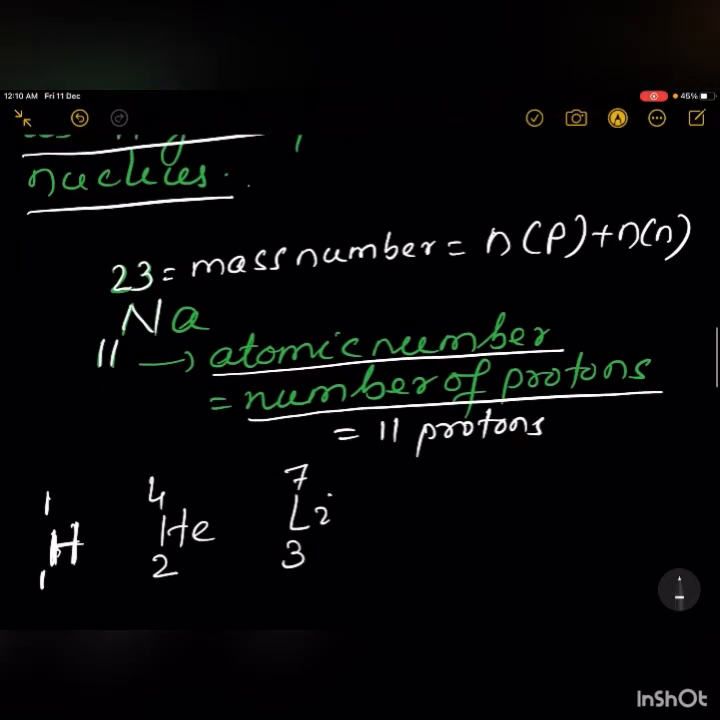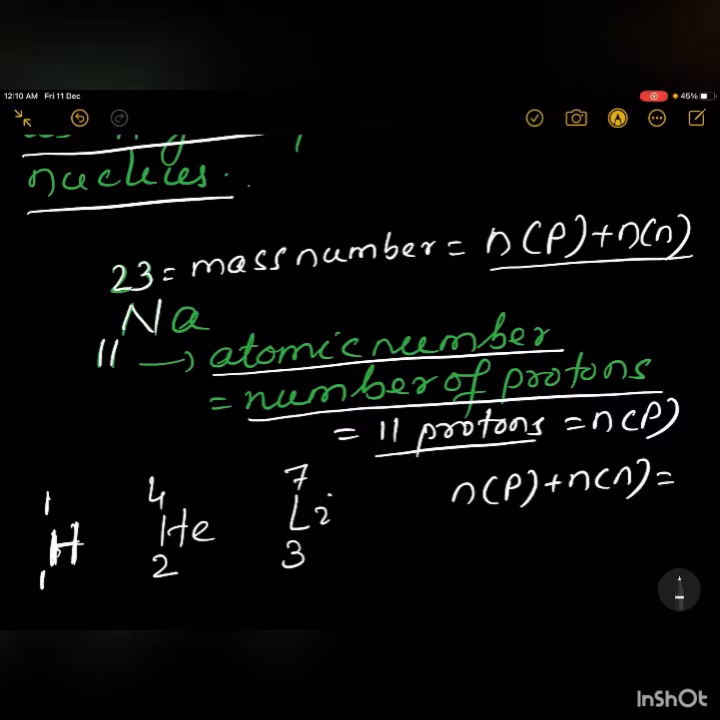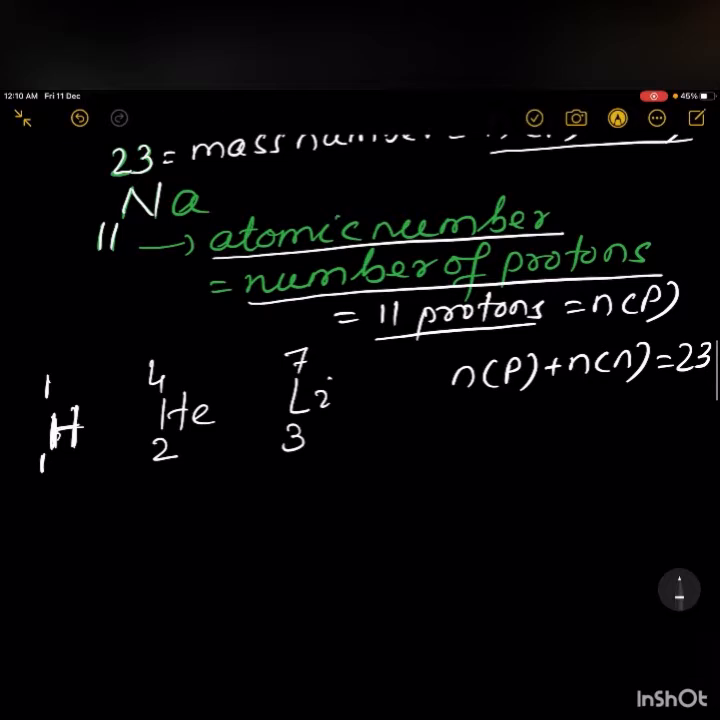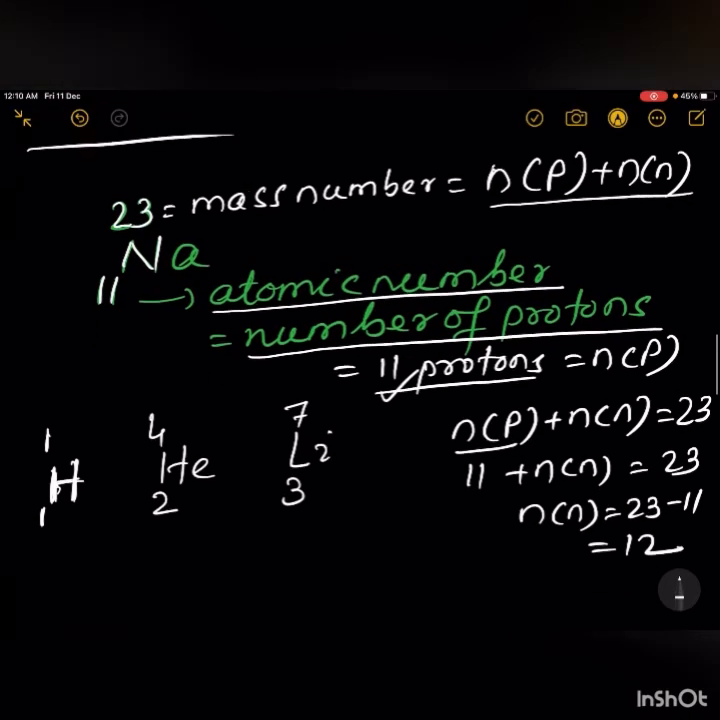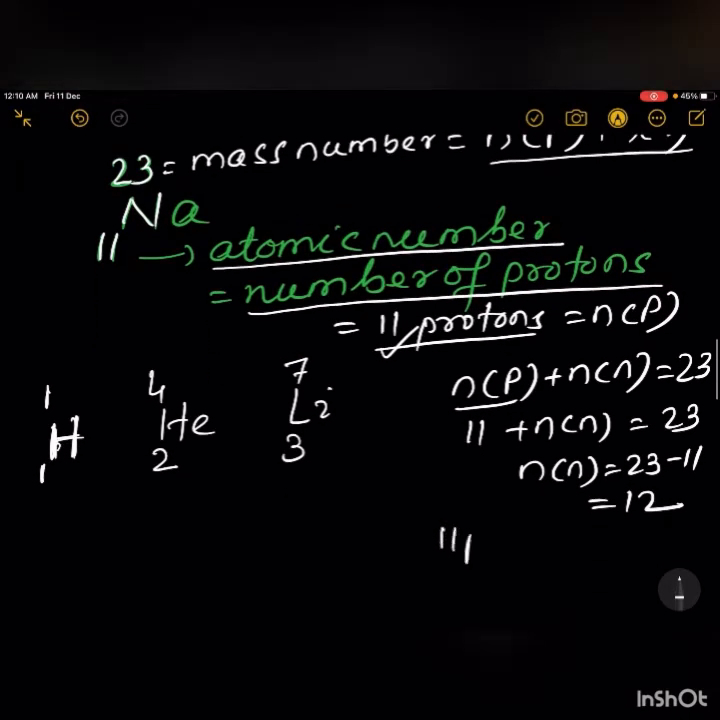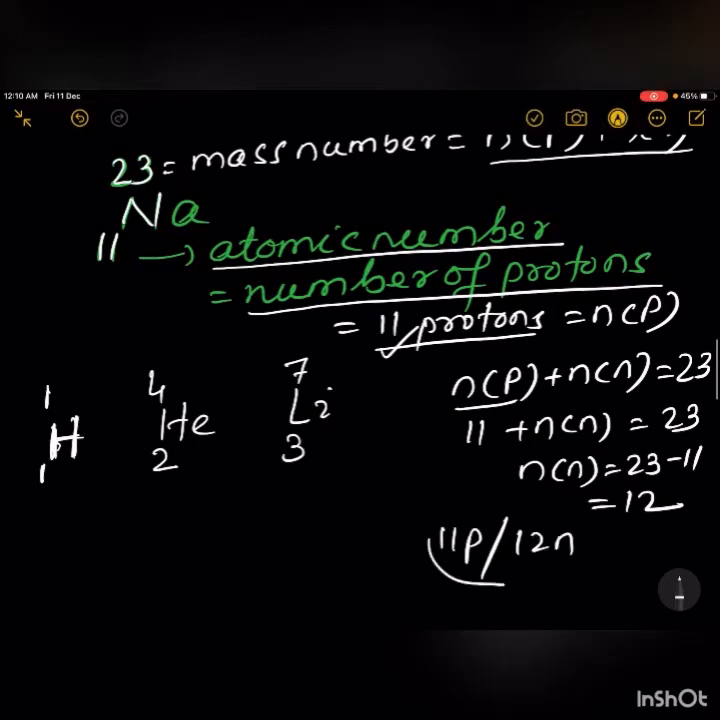You see, 11 protons means the number of protons is 11. Number of protons plus number of neutrons is equal to 23. As the number of protons is found to be 11, the number of neutrons is equal to 23 minus 11, which is 12. So in sodium there are 11 protons and 12 neutrons.